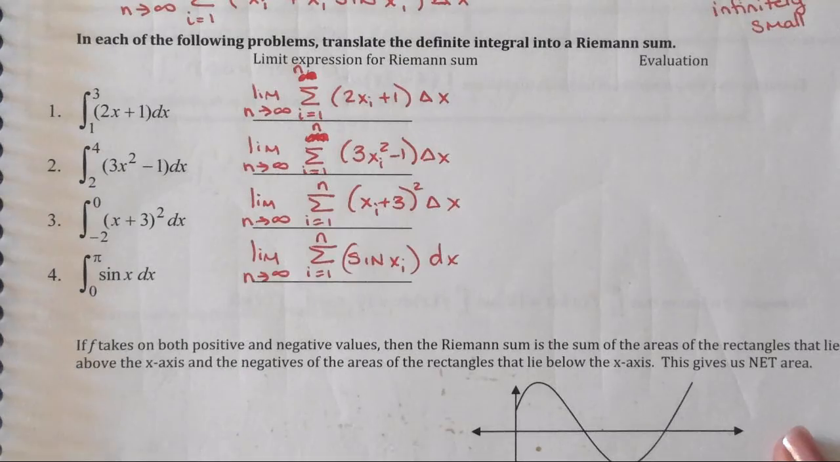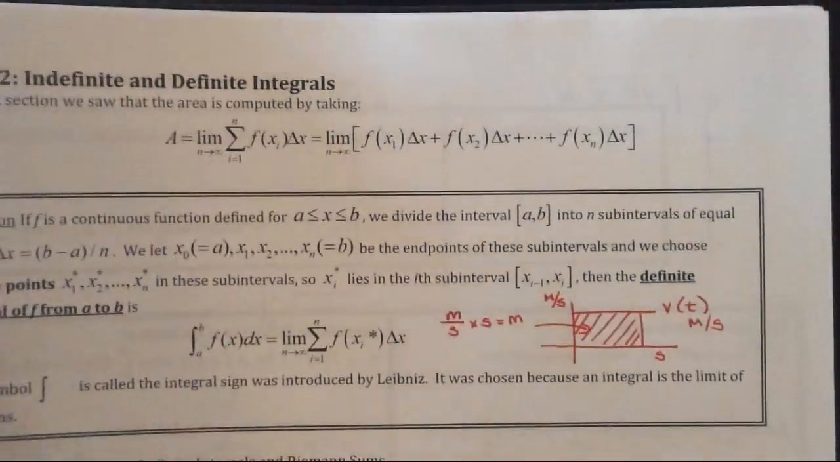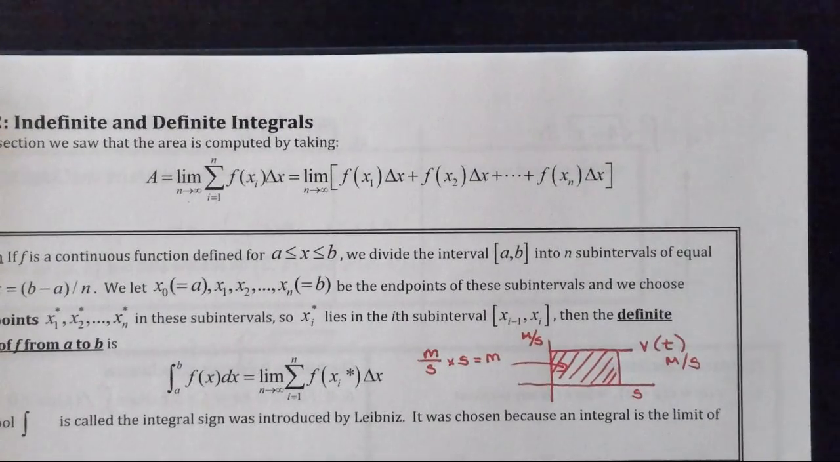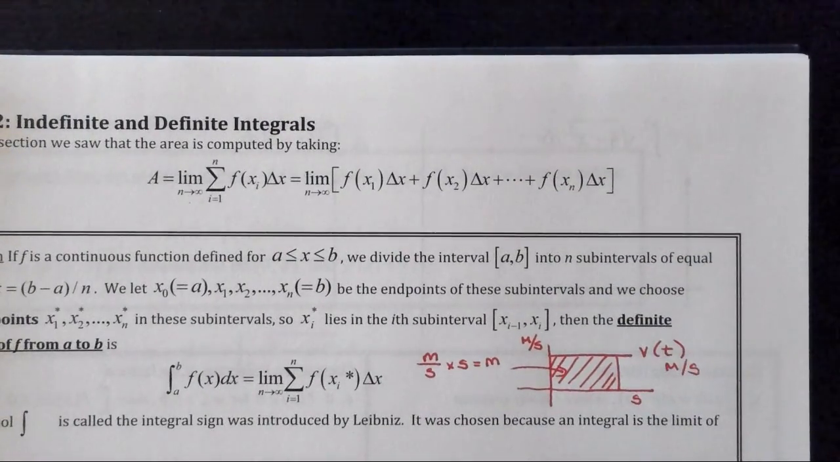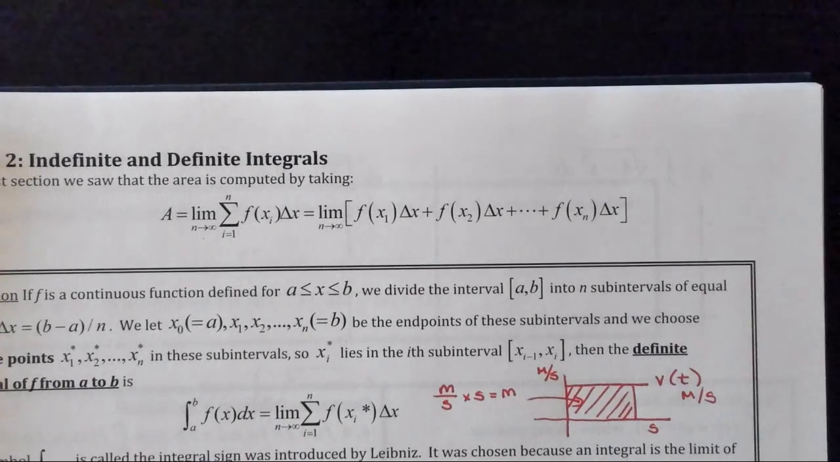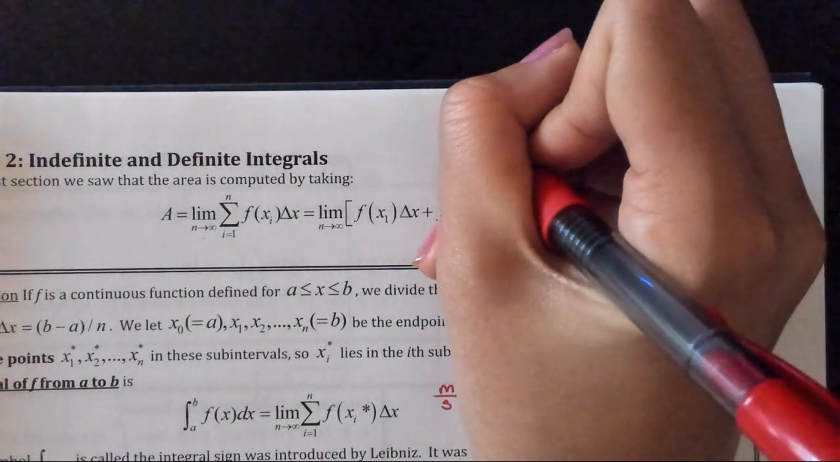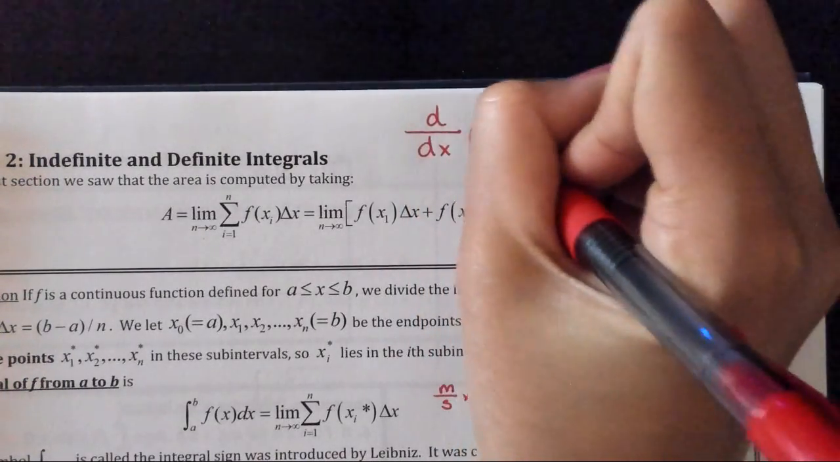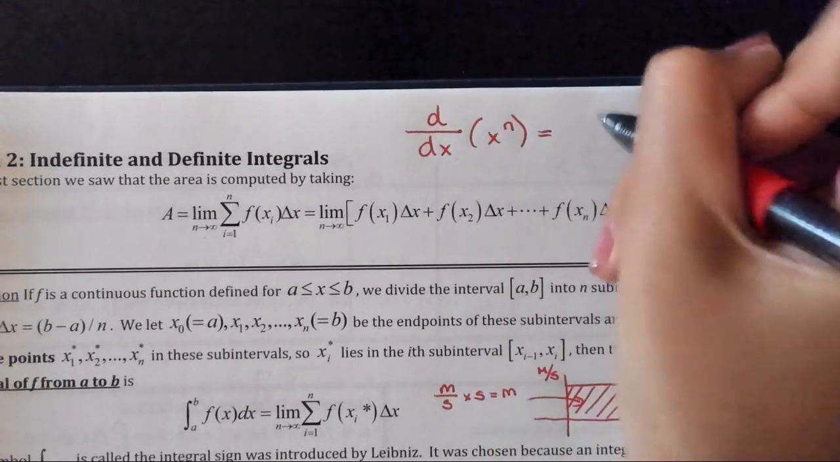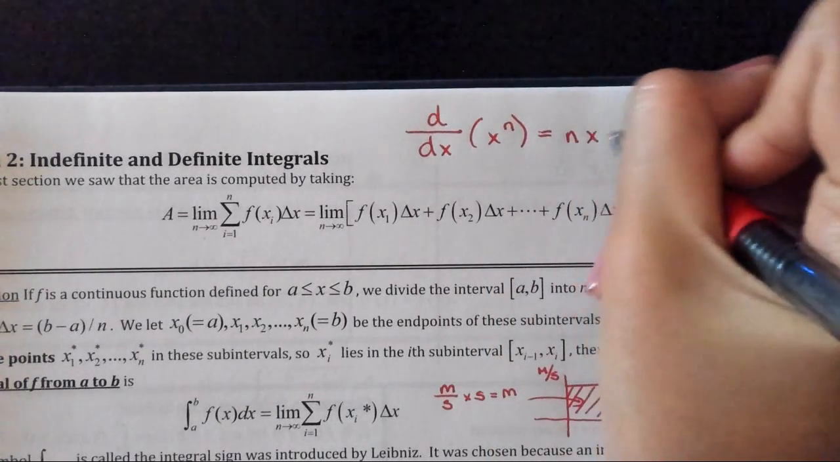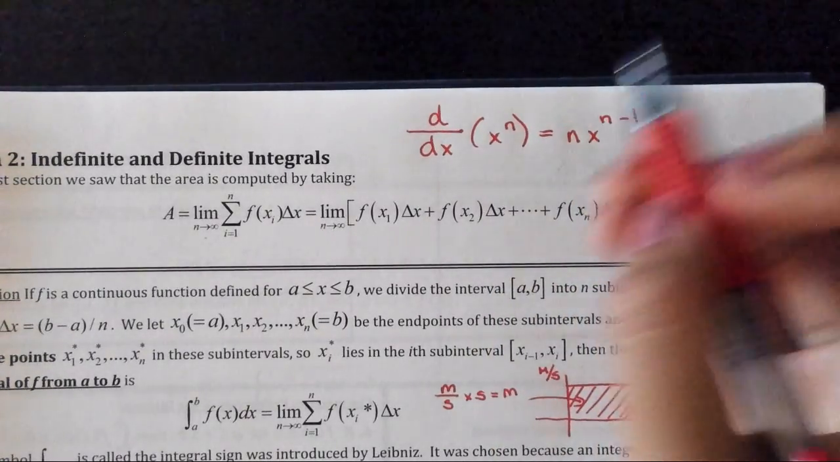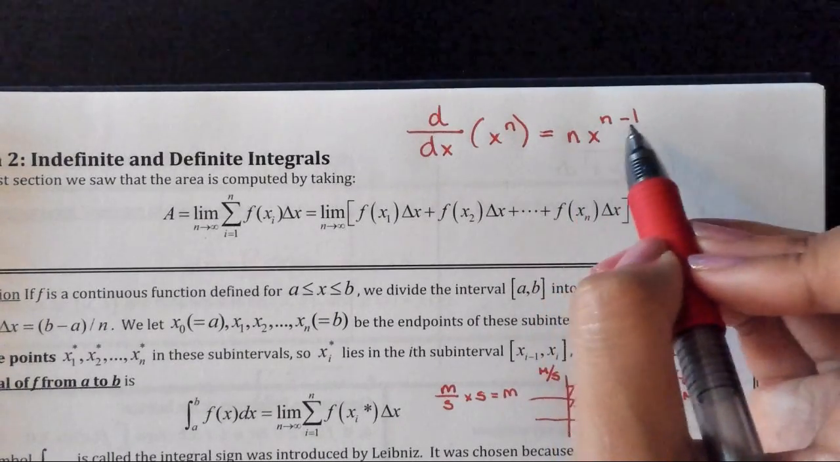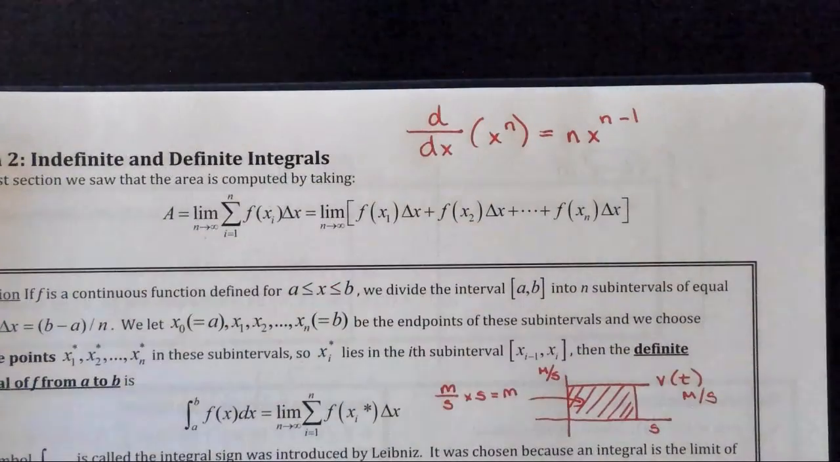Now let's talk about going the opposite way of a derivative. Actually, let's first talk about the derivative. If I wanted to take the derivative of x to the nth power, it's n x to the n minus 1. So you bring the exponent down, and then you subtract 1 from the exponent.